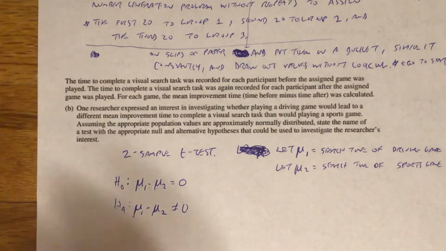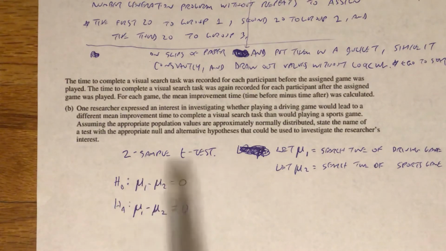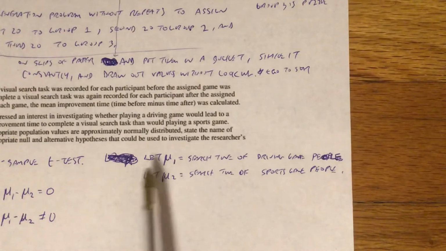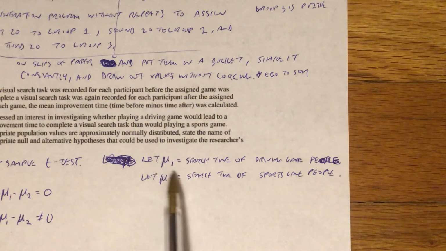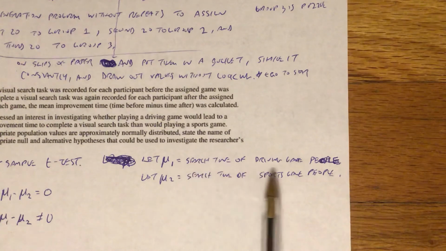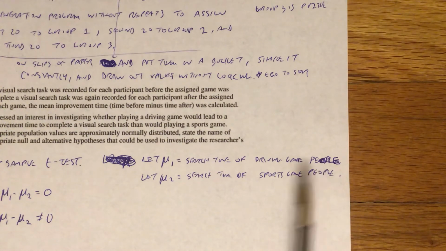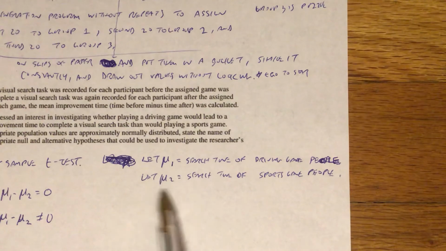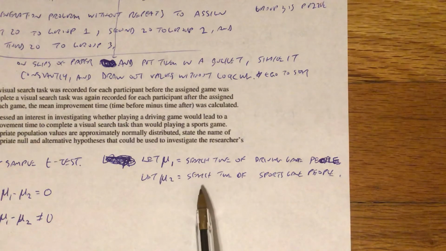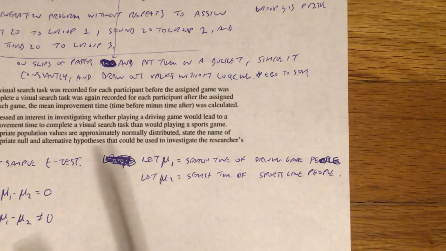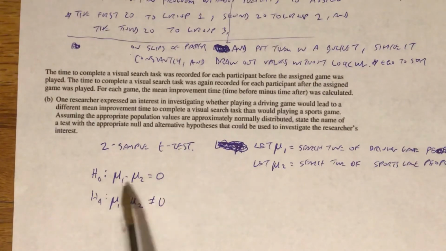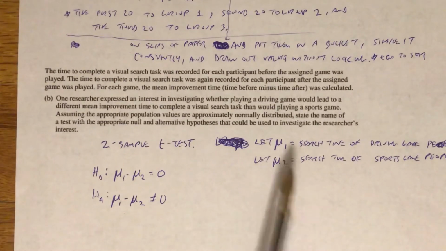But the other key thing I need, besides the two hypotheses and the name of the test, is you have to define what each one of these things is. So one of them is the population average for the search time improvement of people who play the driving game. And this is the population average search time improvement of people who play the sports game. So you have to tell somebody what these things are. Because when I go, oh, mu1 is equal to mu2, or mu1 minus mu2 equals 0, someone needs to know what the heck mu1 and mu2 are.